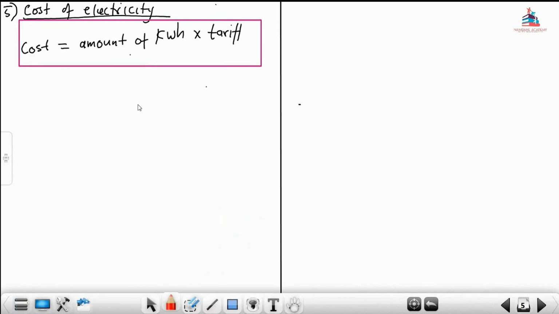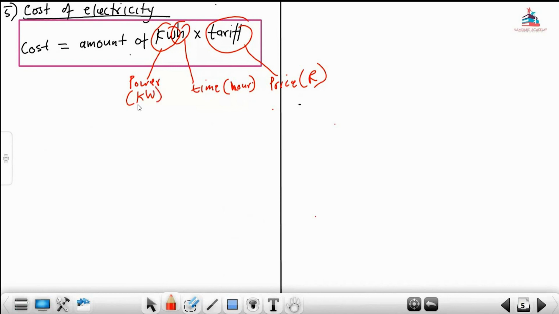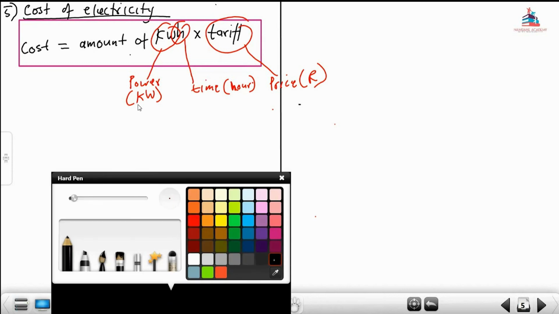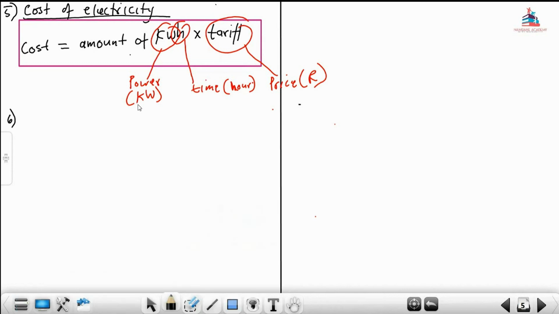So this one will not be a complicated thing to understand. This will be now our power and the H will be now our time, and the tariff will just be price, and the price must be now in rands. The time must be in hours, and then our power must be now in kilowatt. So with that, we will be now in a position to also answer such questions. Let's further move on. The other one is this one, which is at 6.